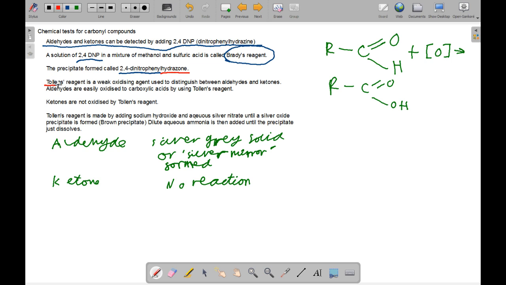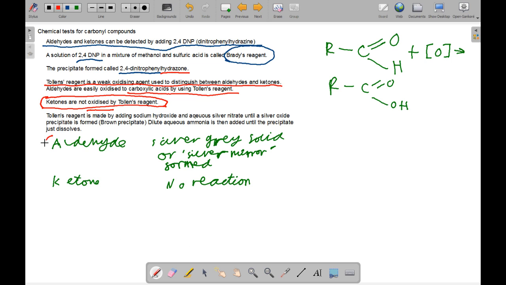Tollens reagent is a weak oxidizing agent used to distinguish between aldehydes and ketones. Aldehydes are usually oxidized to carboxylic acids by using Tollens reagent. Ketones are not oxidized by Tollens reagent. The not oxidized is very important, as you can detect only aldehydes. Ketones, nothing happens.